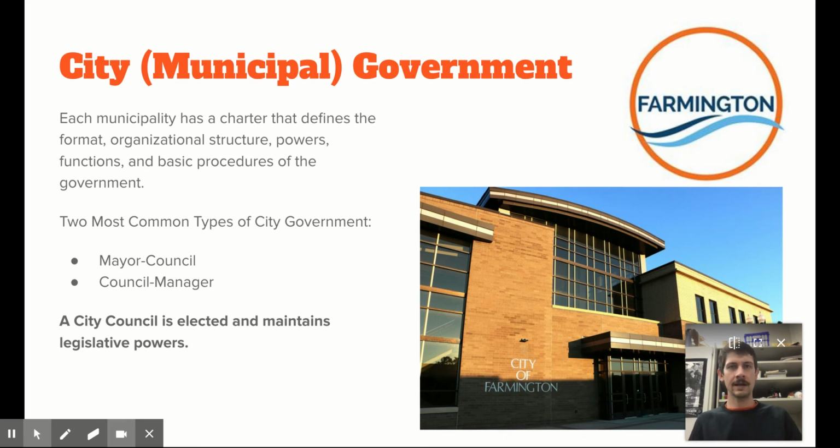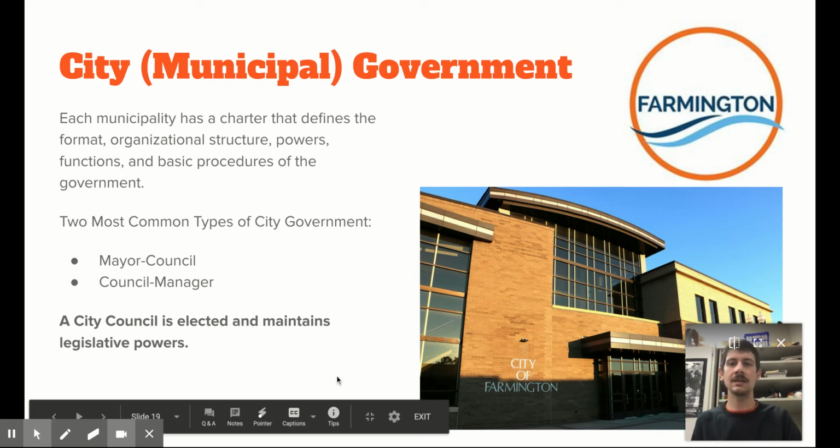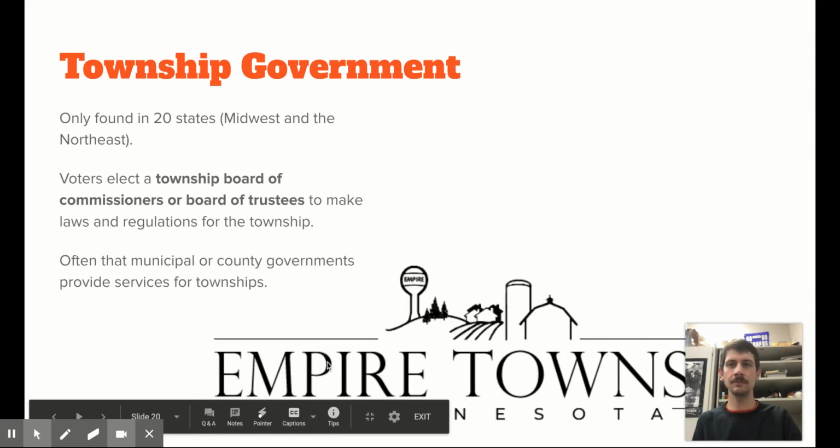But where we're at right now is when we're talking about ordinances or laws that are passed within the city of Farmington, the city of Lakeville, the city of Rosemount, they're passed by a city council who is elected by you to 4-year terms. At least Farmington is 4-year terms. So they are the ones making the laws at the municipal level.